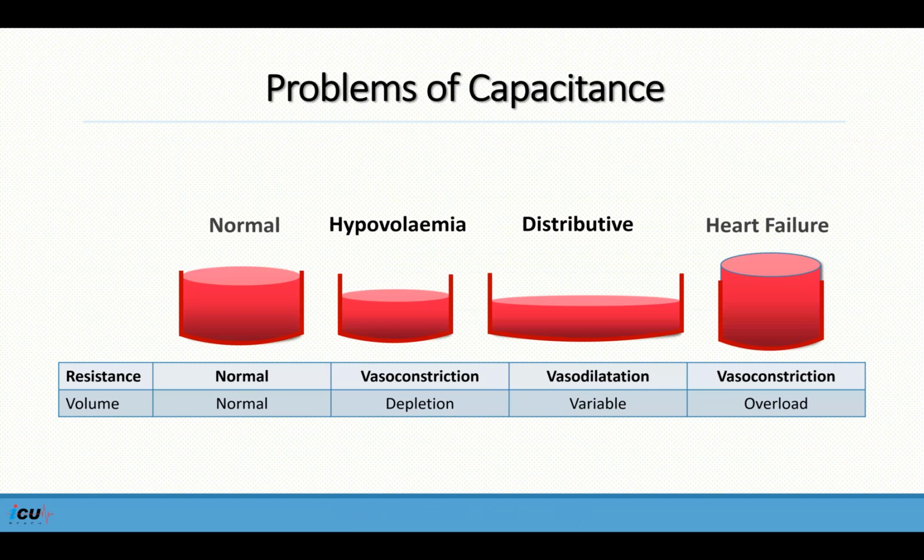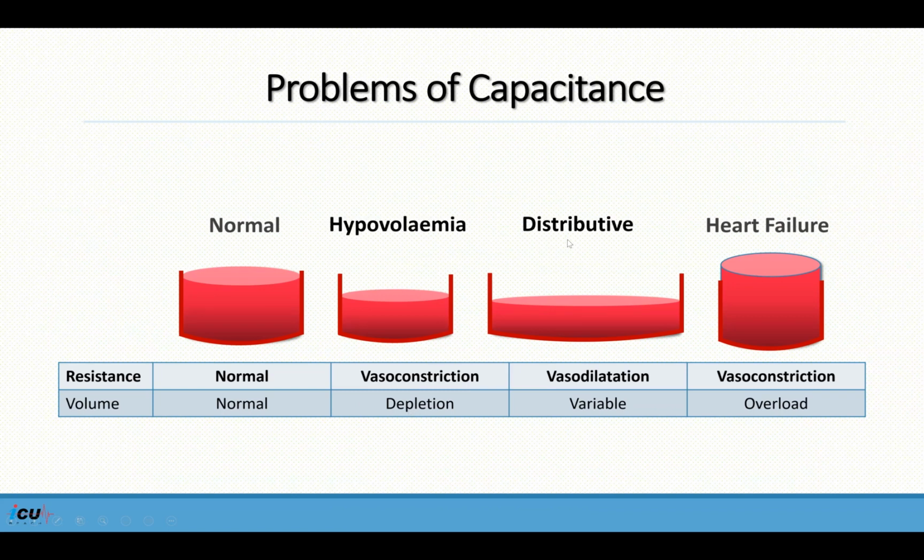It is important to understand the capacitance of the vessels. The normal capacitance, where the resistance is normal and the volume is normal, is going to be compared to three different conditions: hypovolemia, distributive, and cardiogenic. So you can see this is the vessel size, this is the capacitance, and inside it, the volume of the blood. Compare this with hypovolemia. What you see is the volume of the blood is less and the resistance is increased. You can see vasoconstriction, a high SVR in this condition. So there is vasoconstriction with volume depletion.